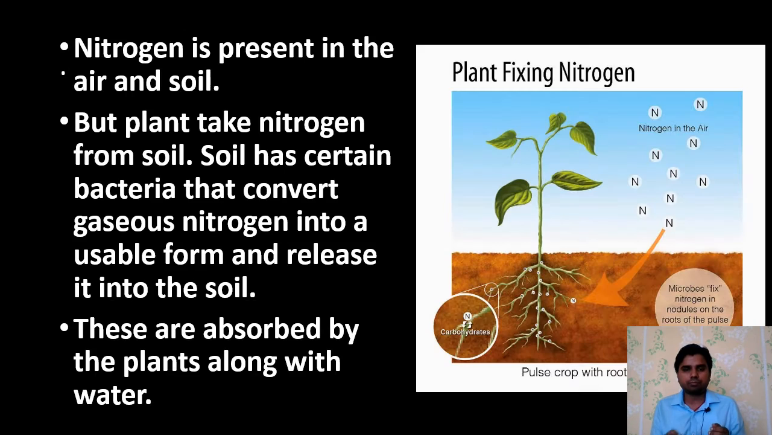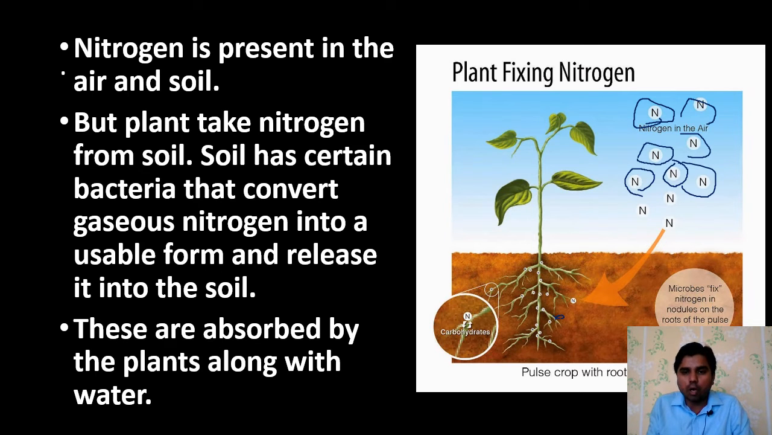Okay, so student, you can see here in this diagram also, nitrogen is present in our atmosphere. Okay, but the plant cannot use this atmospheric nitrogen by itself. So what happens is that in the soil there are some microbes present. Okay, and the microbe name is rhizobium. And what does this rhizobium do? Do you know that?